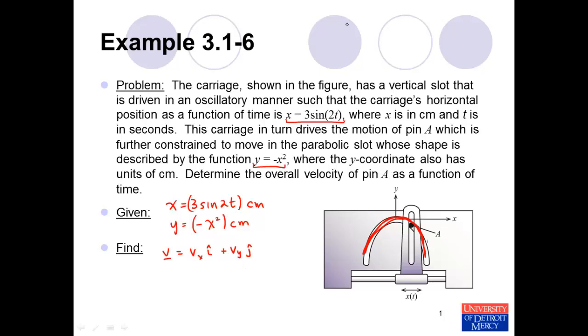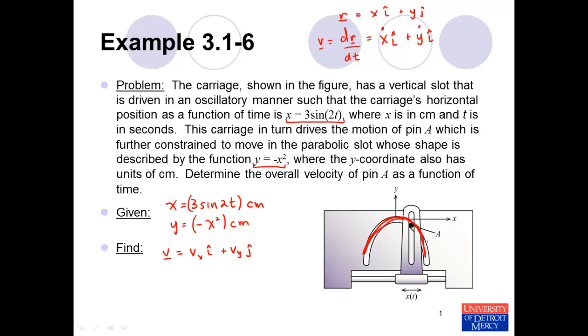For example, if we consider the position of pin A, which is what we're interested in, as having some x component and some y component, we know that velocity is the time derivative of position. So when we differentiate this vector, x is a variable, but i is just like a constant. When you differentiate something multiplying a constant, the constant can just come out front. So we get x dot and y dot in the i and j directions.